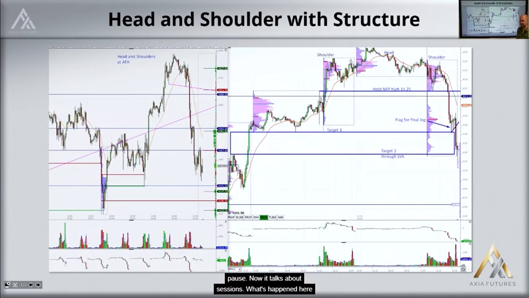Now, he talks about sessions. What's happened here is the head and shoulders pattern forms as a result of main session, cash session. The head is formed as a consolidation in the overnight session. And the second shoulder and breakdown is formed in the next cash session. So essentially what's happened is you had a cash session break up and an inability of the market to continue, and then a cash session roll back down.